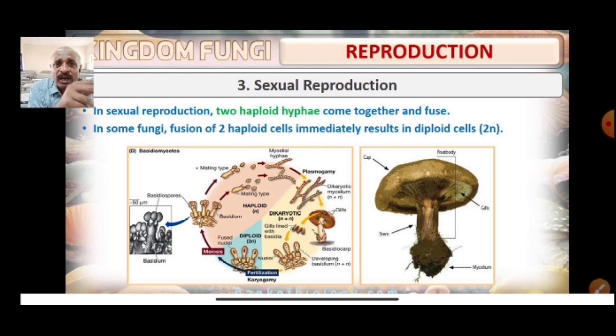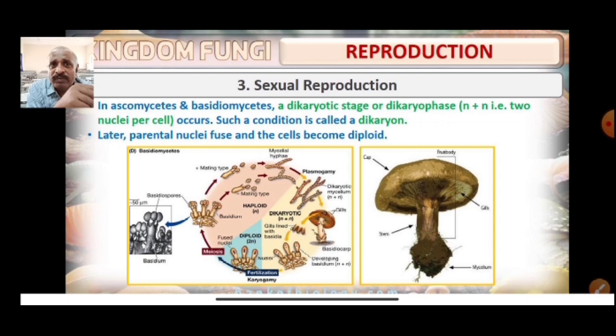In some fungi that happens. So in ascomycetes and basidiomycetes, which are groups of fungi, a dikaryotic stage or dikaryophase occurs. Such a condition is called a dikaryon. Dikaryon means that per cell two nuclei are present.